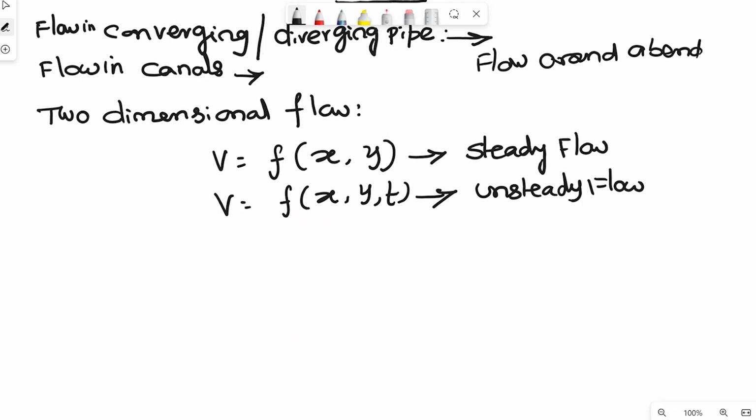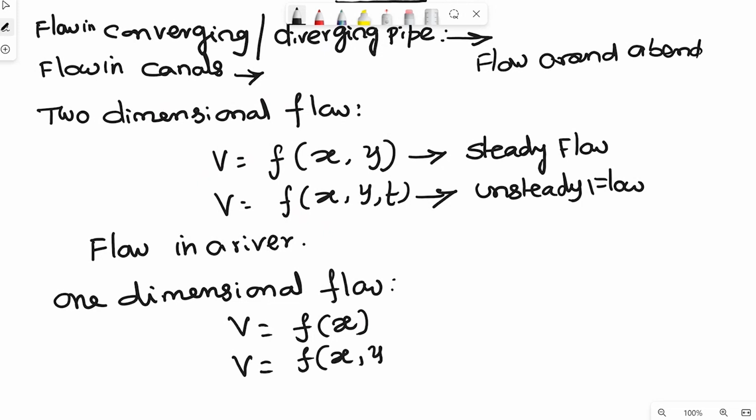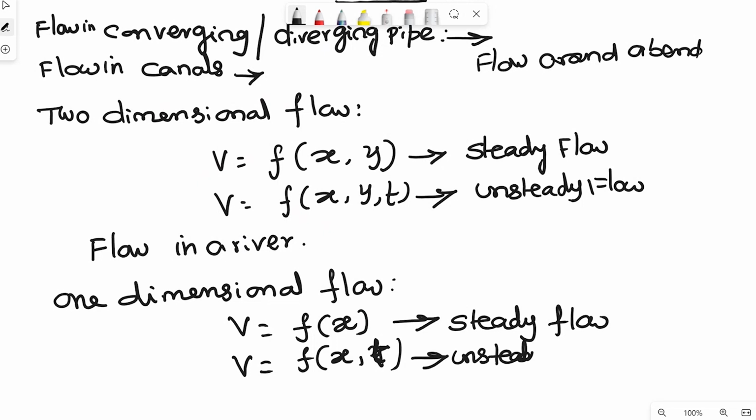Coming to the examples of two-dimensional flow, basically, if you take flow in a river, we generally consider it as a two-dimensional flow, along the length and along the depth. And coming to one-dimensional flow, here the velocity has its component only in one direction. That means velocity is a function of only the length direction. Velocity is a function of length direction and time. The first one is for steady flow, because in steady flow the velocity is independent of time, and the second one is for unsteady flow.